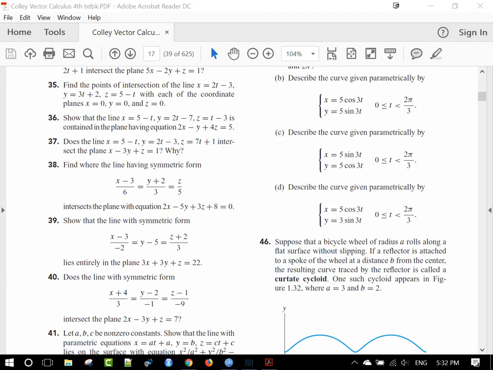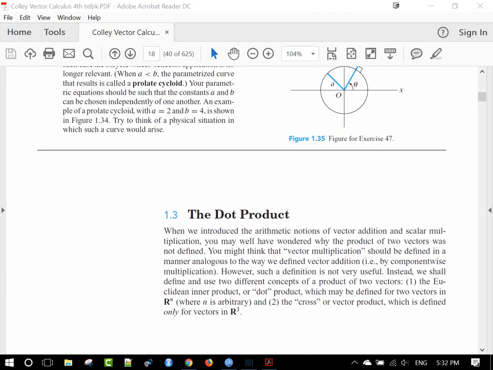Okay, now we define something called the dot product, which is a kind of multiplication for vectors. We're going to actually define at least two types of multiplication for vectors. So what do we mean when we combine two vectors in this way? Use the so-called dot product.